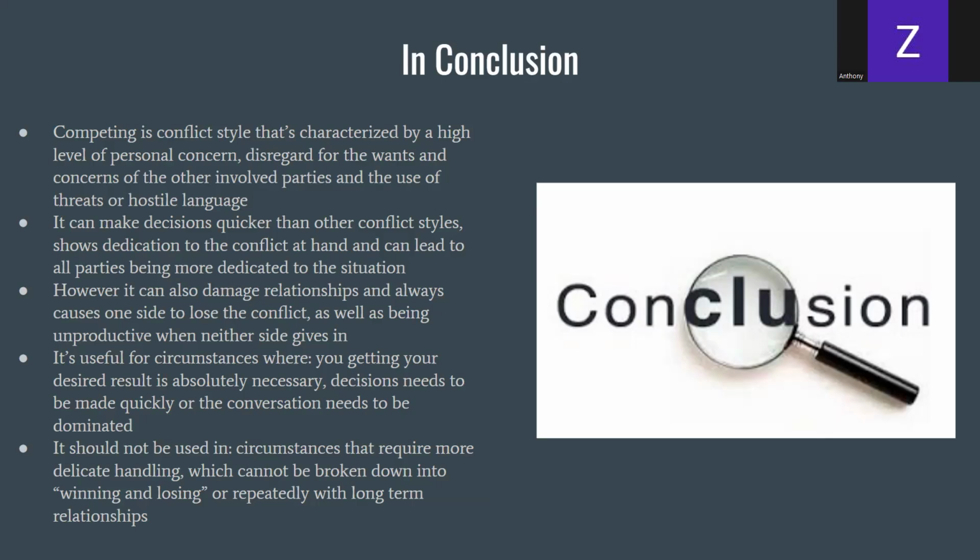There's a lot of cases where a competitive or dominating conflict style will damage a relationship, as in a competing conflict style, someone always has to lose. And a lot of times it can even be unproductive when everyone involved in a conflict thinks this way. It is very useful in circumstances where you need to get a result. There's some situations where if you lose or make a compromise and there's no way outside of you winning that you can be happy with the situation, in those cases, this conflict style is really helpful.